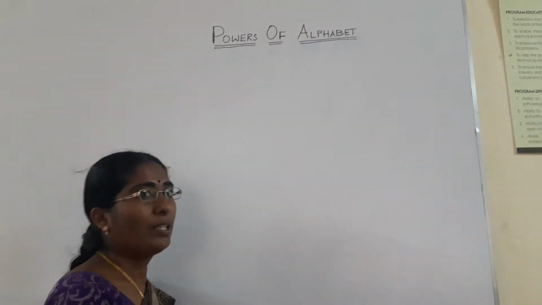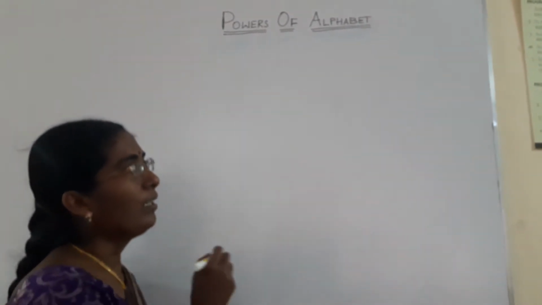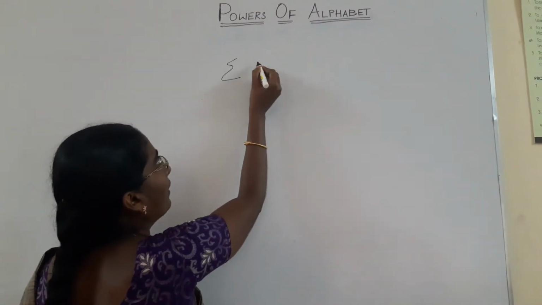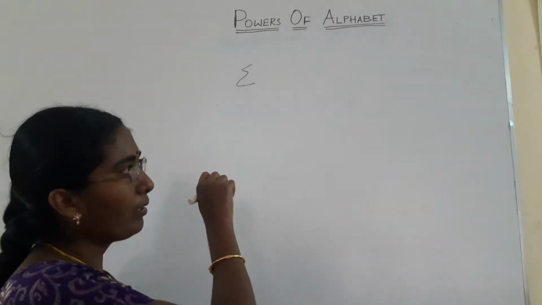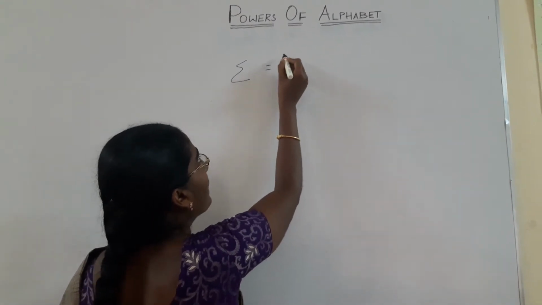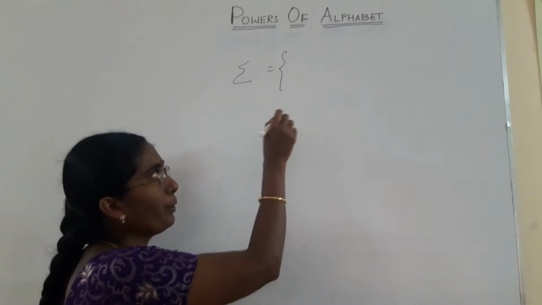Hello friends, today we will talk about the powers of an alphabet in theory of computation. First, we all need to know about the alphabet. What is an alphabet? An alphabet is defined using the symbol summation, and it consists of the number of symbols we are using in our language. Summation can be defined as summation equal to, within set brackets, the symbols we are going to use.